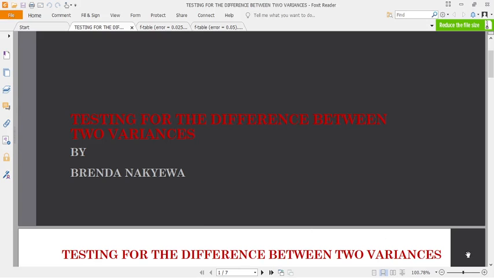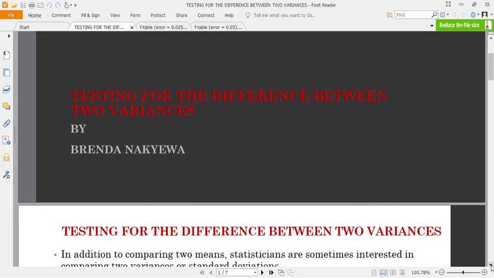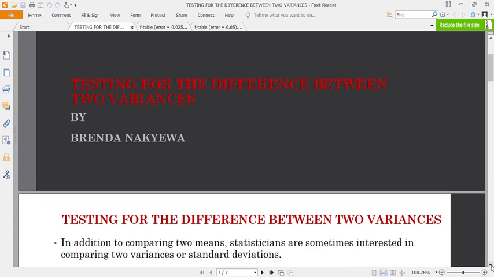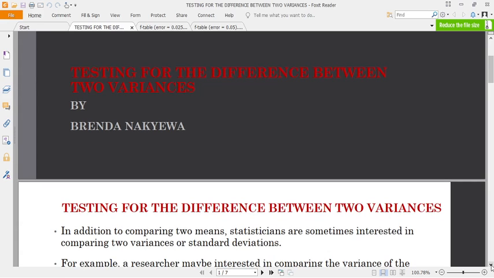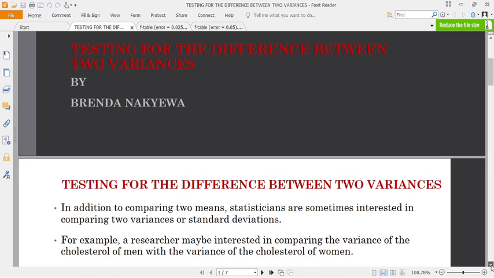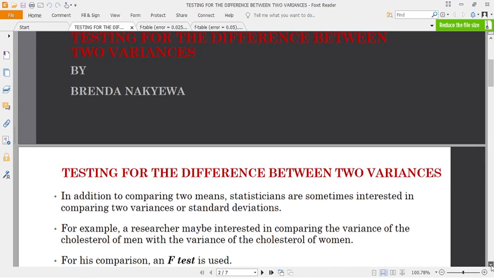Yes, hello, welcome to another session, and this time we are testing for the difference between two variances. In the previous lecture we looked at how to test for the difference between two means for either small samples or large samples, and now we are only going to concentrate on testing the difference between two variances.